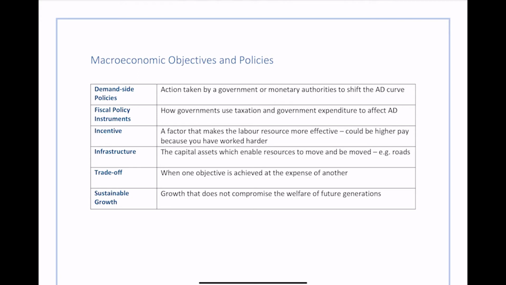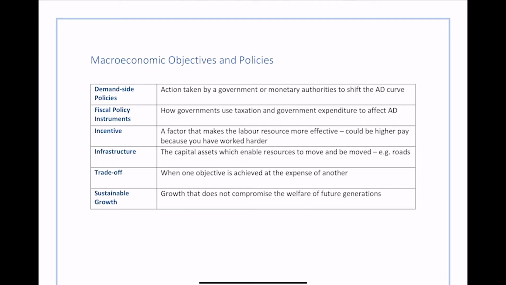So in the final chapter of macroeconomics in year one, we'll be taking a look at macroeconomic objectives and policies. So this is just the idea of how you can adjust aggregate demand, aggregate supply, and some of the other objectives that you have.